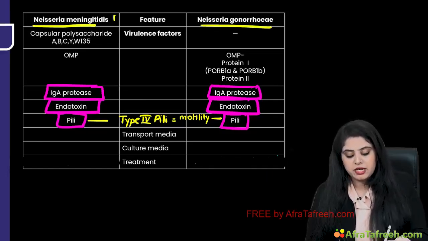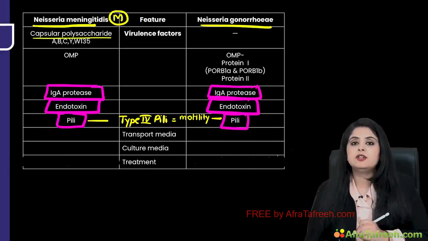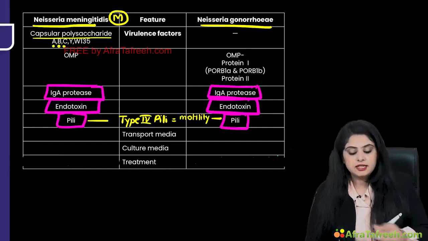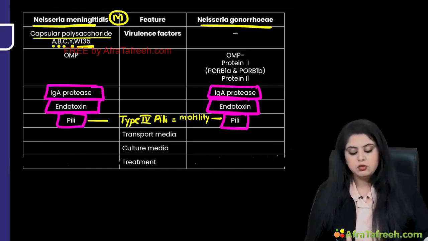You will say, ma'am, meningitidis had that capsule. So who will have capsular polysaccharide as a virulence factor? Meningitidis. What are the serotypes? ABC, you will remember ABC. Y and W135. ABC, Y and W135.